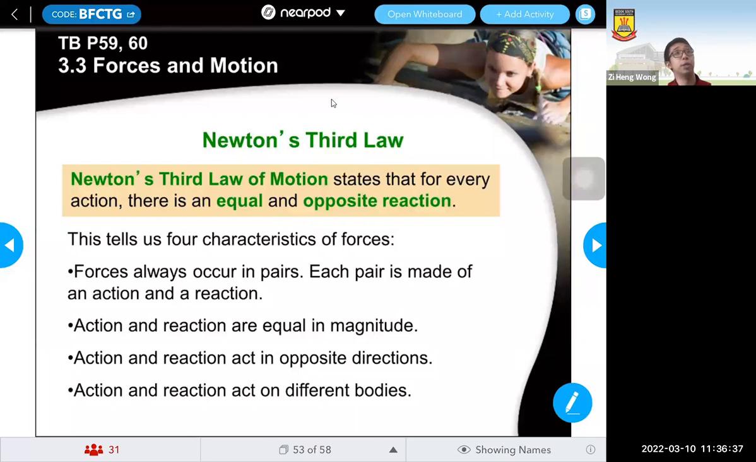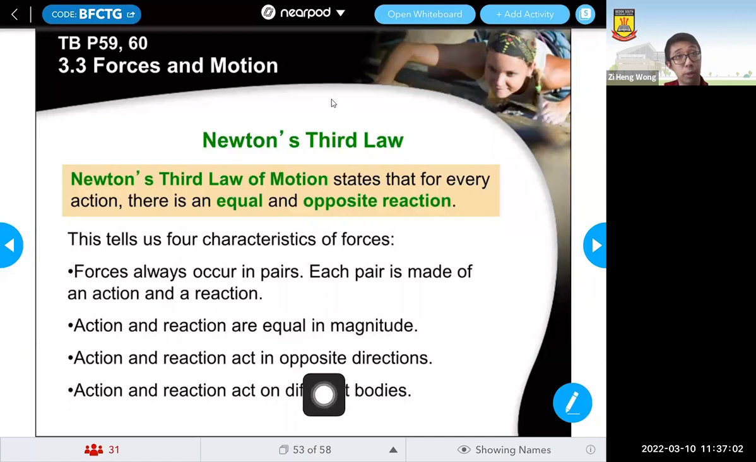Now we come to Newton's third law of motion. It is kind of different from what I was talking about in the first and second laws. It says that for every action, there's an equal and opposite reaction. So basically it tells you that forces always occur in pairs. Each pair is made of an action and a reaction. Key thing, they are equal in magnitude and they are opposite in direction.